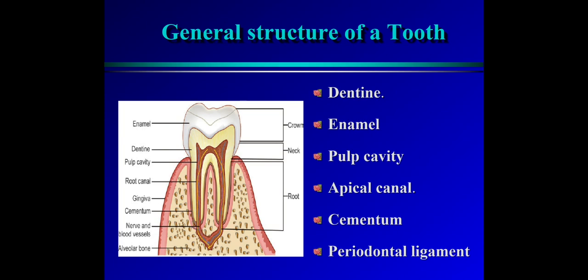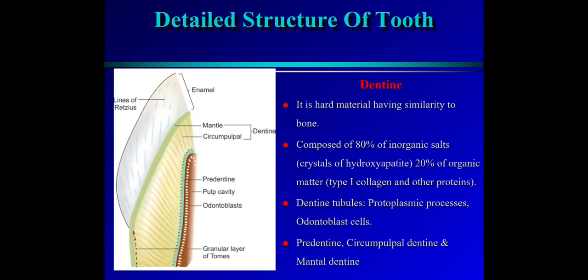So first we'll see the dentine. Dentine is a hard material like that of a bone.